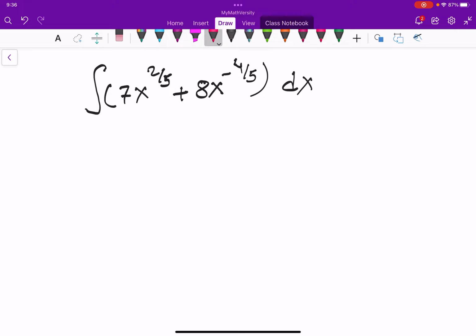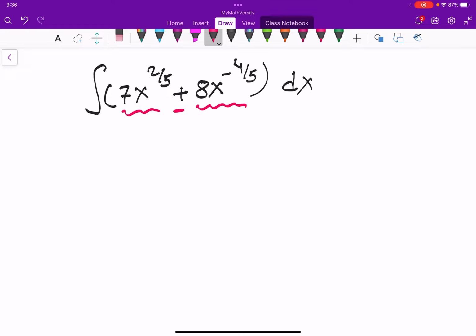Now we are integrating this function given as 7 times x to the power 2 over 5 on the first term, and on the second term we have 8 times x to the power negative 4 over 5. And then we have to sum up these two functions.